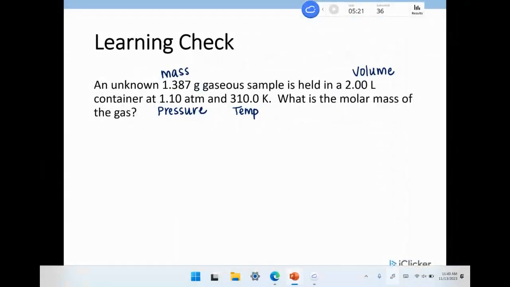All right, so we have an unknown gas. We don't know what the molar mass is. That's what we're looking for. We do have volume, pressure, and temperature. No matter what gas we have, we can use the ideal gas law, PV equals nRT.